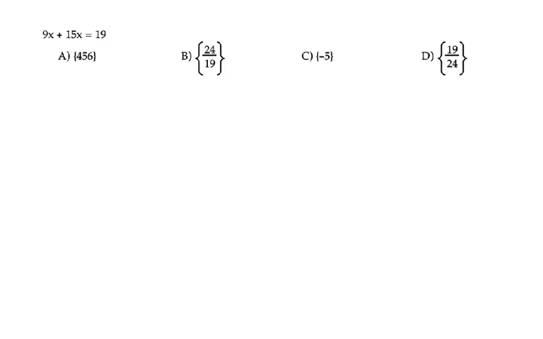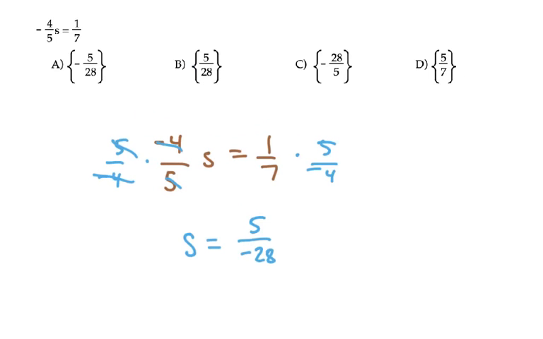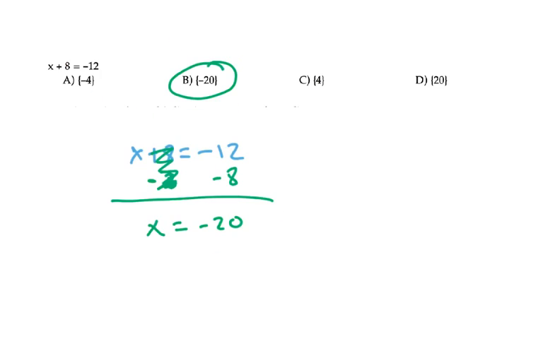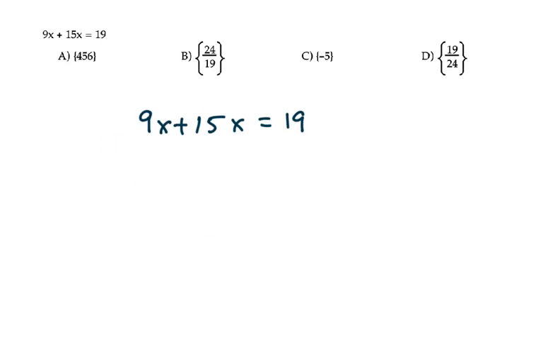All right, so we have here 9x plus 15x equals 19. Now what I want to stress here is that unlike every problem that we've had thus far, now we have 2 x's on the same side. And this is the first time that we're going to see what we call combining like terms.